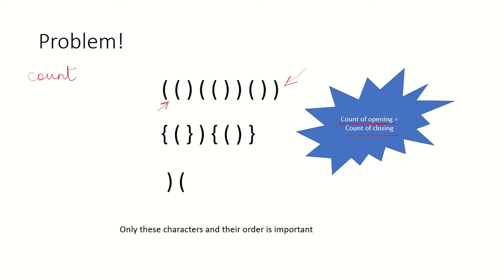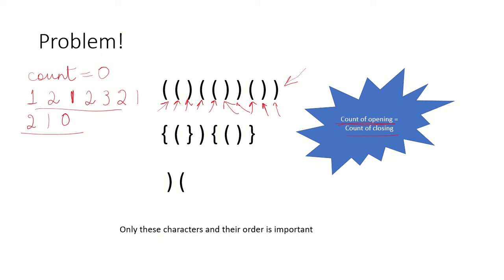So here, currently count is 0, so count becomes 1. Again it's an opening bracket, so it becomes 2. It is a closing bracket now, so I can decrement count, so it becomes 1. Opening again 2, opening again 3, closing now so 2, closing again 1, opening again 2, closing 1, closing 0. So here we can say that the parentheses are balanced and the number of opening brackets is equal to the number of closing brackets.